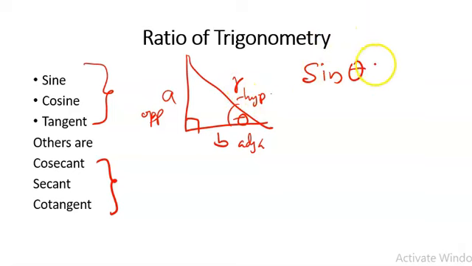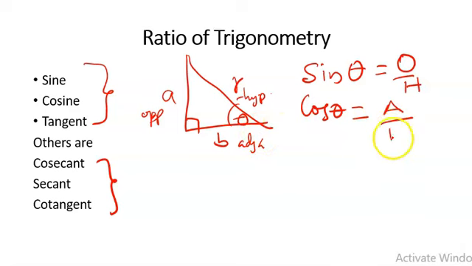Now sine theta is opposite over hypotenuse. Take note. That is the opposite side over the hypotenuse side. Cos theta is adjacent over hypotenuse. And then tan theta is opposite over adjacent. So this is how the ratios are defined.